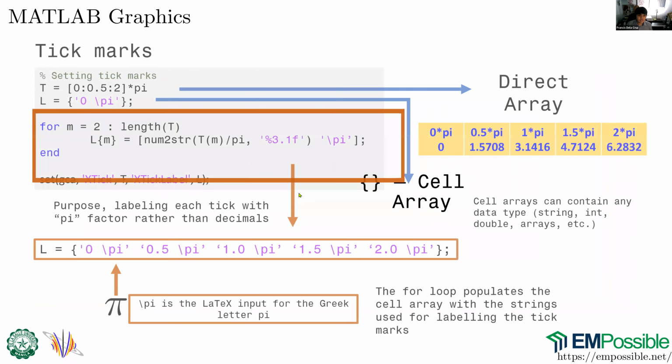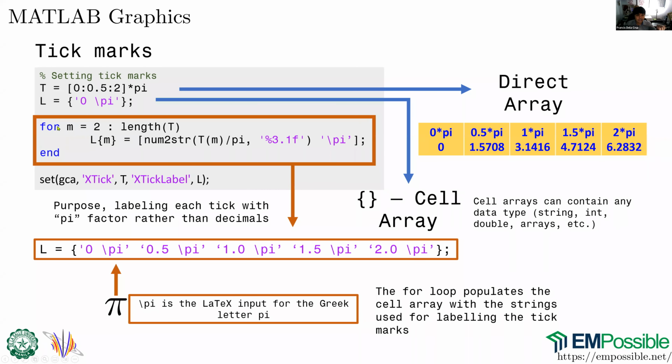So going back, you will define this for loop, and I will explain to you how this for loop works. The result of this for loop would be this cell array here containing 0 pi, 0.5 pi, and 1.0 pi. And take note that when the for loop populates this cell and then you hit F5, the program is now running. In the figure, you will see this symbol, this pi. This is the LaTeX input for the Greek letter pi.